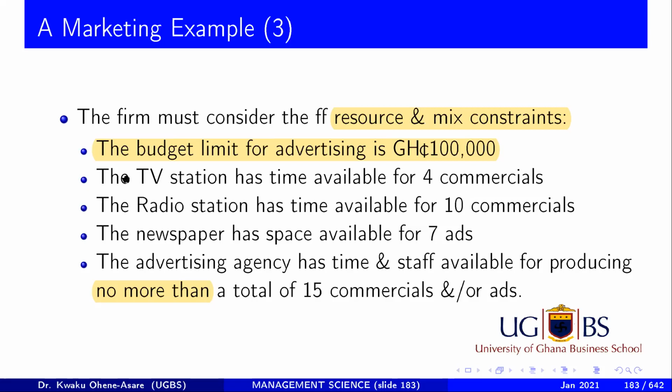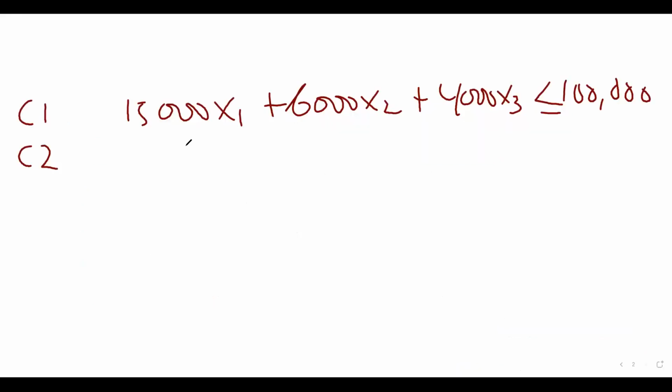So what is going to represent this TV commercial? How would you write it? TV station has a time available for 4 commercials. If I were to type it, how would you have written it? Perfect. Most of you are getting it correct. So this is going to be x1 less than or equal to 4.